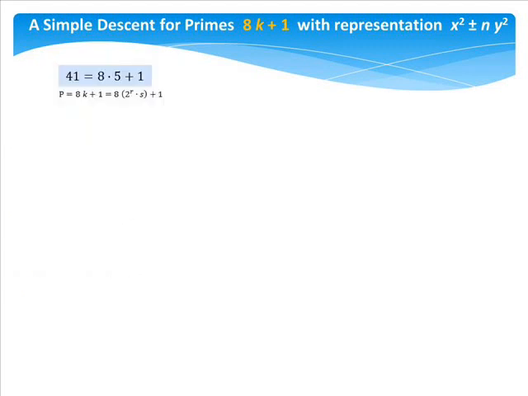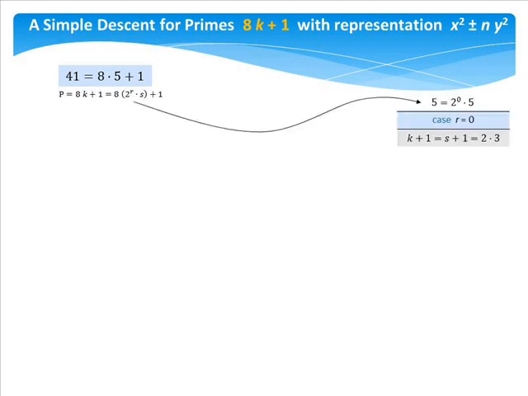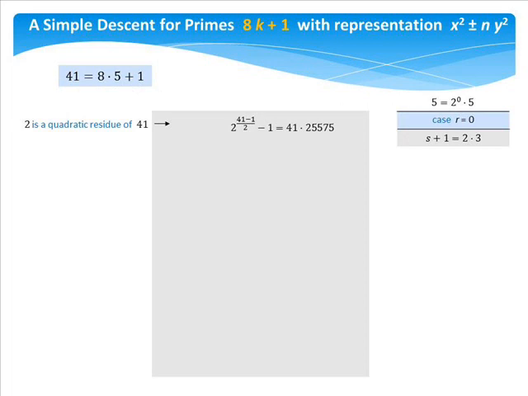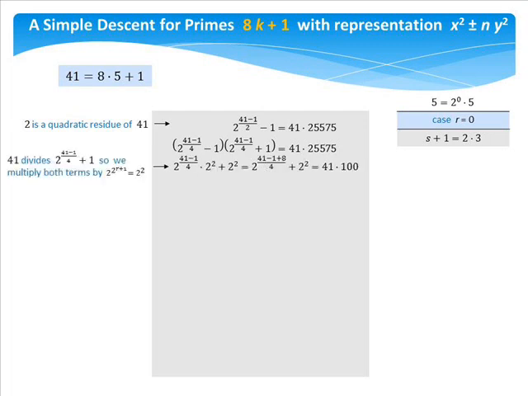Let's now examine prime 41, an example when r equals 0. Since 2 is a quadratic residue of 41, then 2 raised to 41 minus 1 over 2 minus 1 is divisible by 41. This leads to 41 dividing one of the two brackets. If 41 divides the plus 1 bracket, then we proceed by multiplying all terms by 2 raised to r plus 1, where r equals 0, thus multiplying by 2 squared.